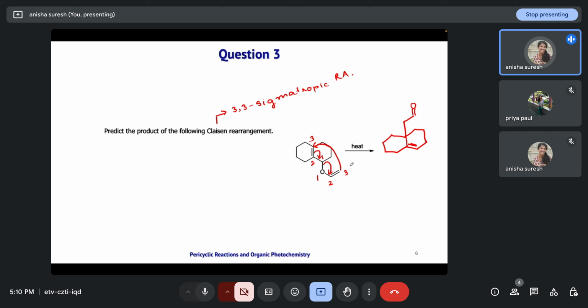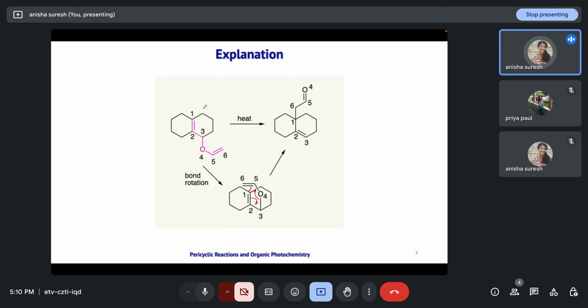Is this the product that you got? Yes, correct. So this is also an example of a 3,3 sigmatropic rearrangement, and this is how the reaction takes place. Here they have highlighted the atoms involved in the 3,3 sigmatropic rearrangement, so we can label it 3, 2, 1, 1, 2, 3. If we do a bond rotation such that the two double bonds come in proximity, then the arrow pushing will be in this fashion.